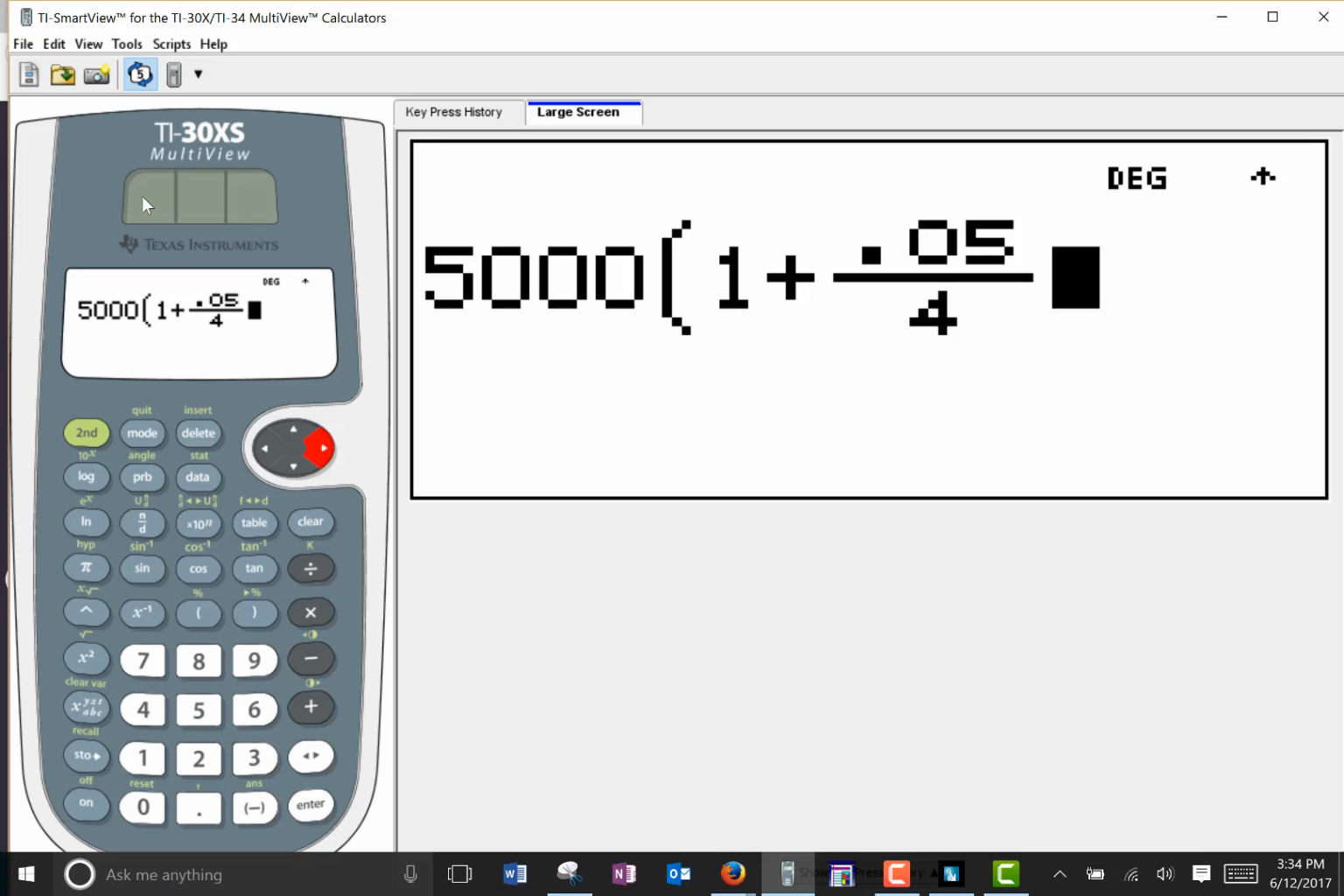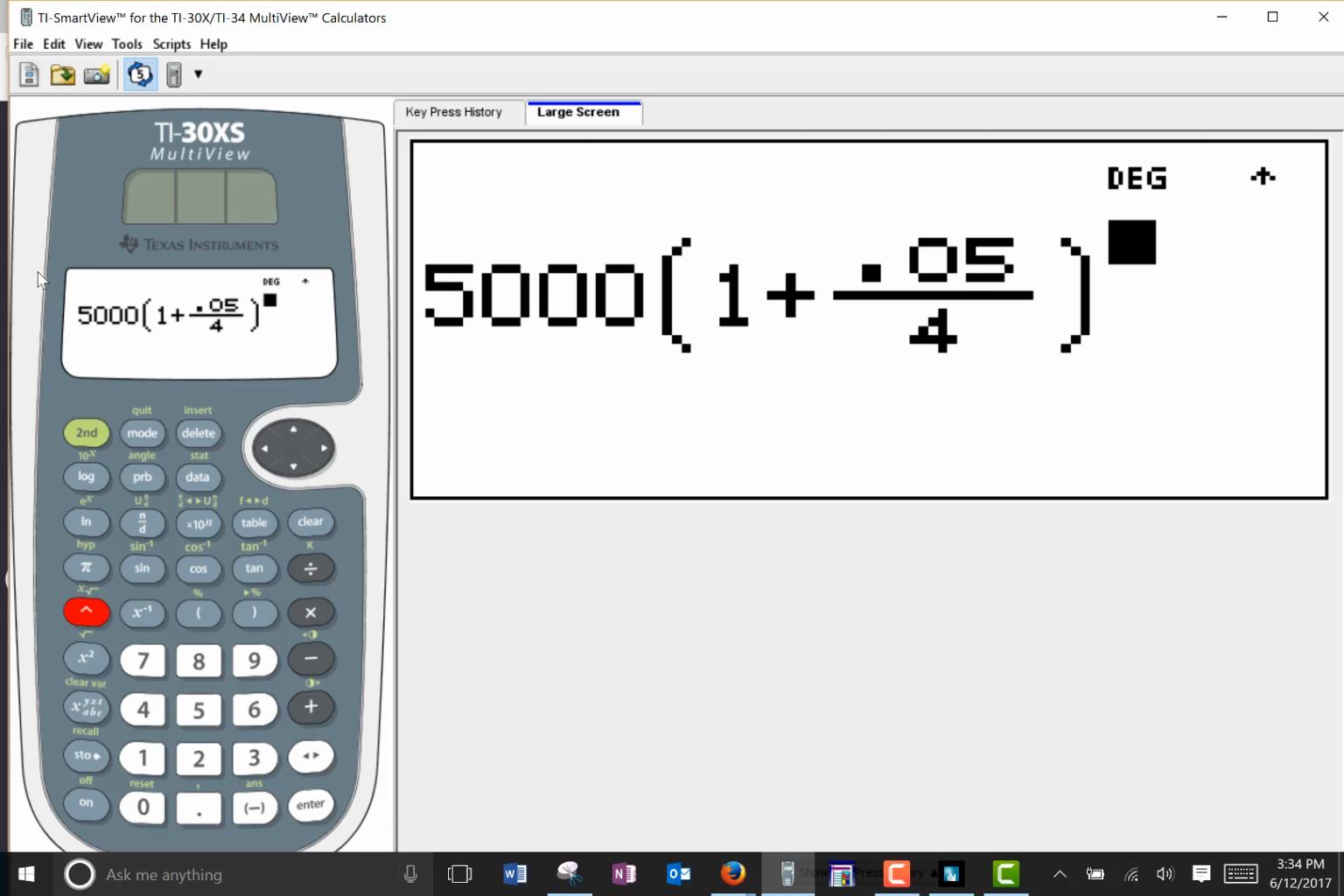For monthly, we would have a 12. For yearly, we would have a 1. For, let's see, semi-annually, we would have a 2. So we would want to make sure we had that number right. Then we need to close our parentheses.